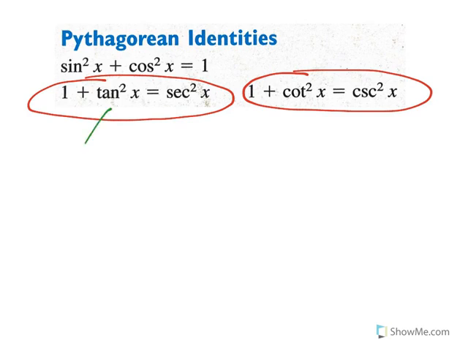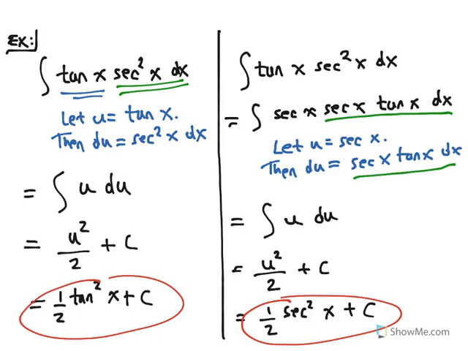To help you understand that, go back to the Pythagorean identity 1 plus tangent squared x is equal to secant squared x. Notice that tangent squared x and secant squared x differ by a constant, because if you add 1 to tangent squared x, that would be equal to secant squared x. And of course, we have our constants of integration here, so I just wanted to help you understand that both answers are acceptable.